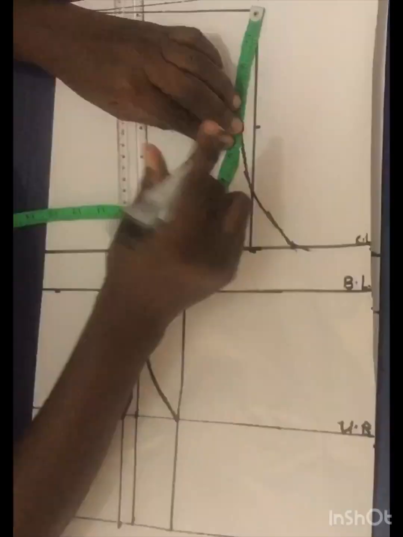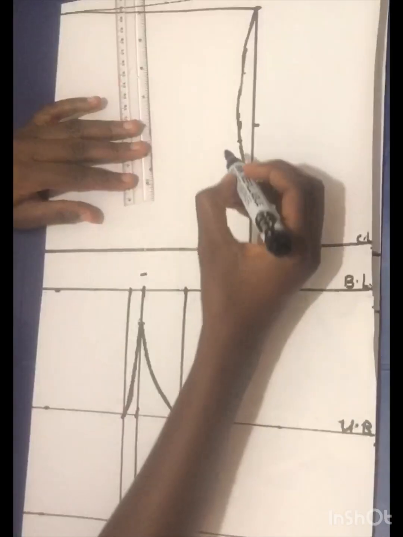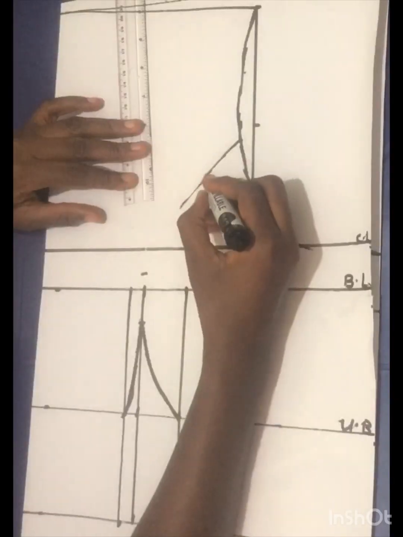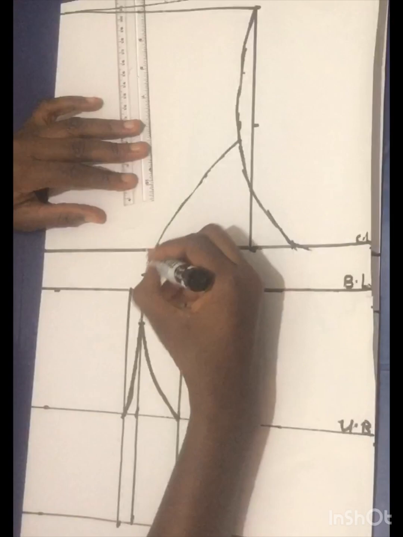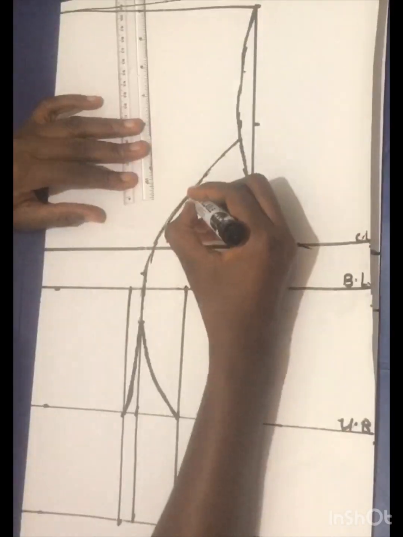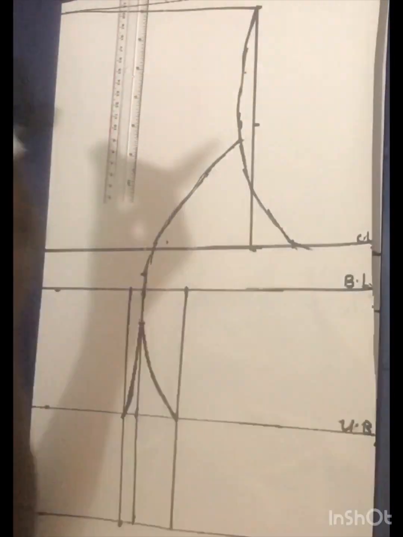Just watch what I'm doing, guys. Now we are going to connect that dot that we marked at the middle of our armhole with the other dot on our bust point. We are going to connect them together, as you can see in the video. I'm connecting them together. You can as well use a curved rule for this.